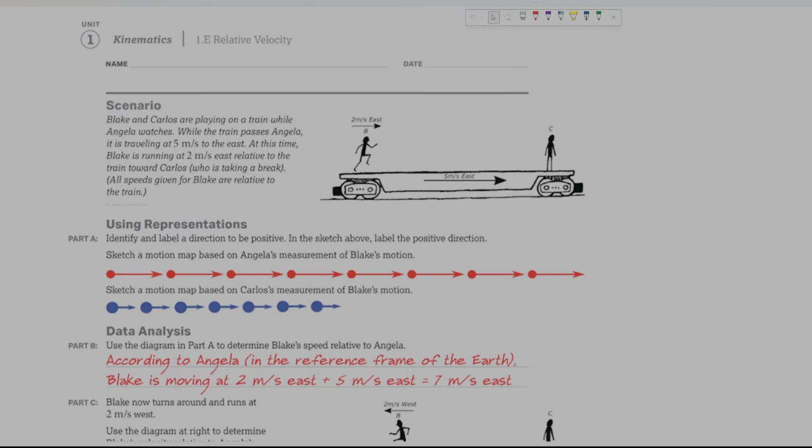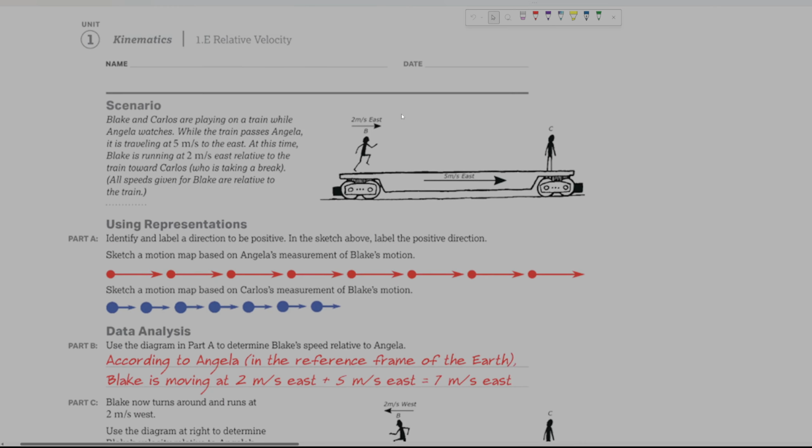So in this scenario, we have Blake and Carlos playing on a train while Angela watches. While the train passes Angela, it is traveling at 5 meters per second to the east. At this time, Blake is running at 2 meters per second east relative to the train toward Carlos, who is taking a break. He's standing still. All speeds given for Blake are relative to the train.